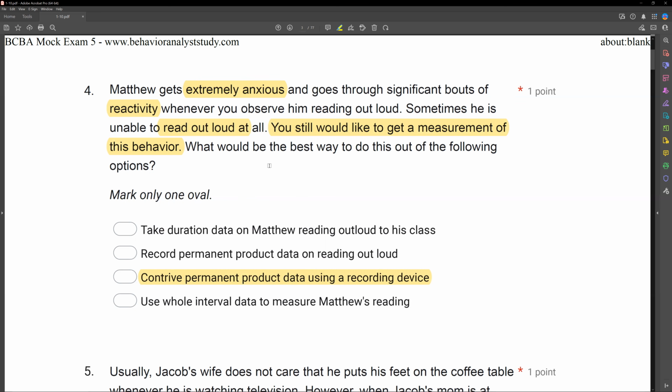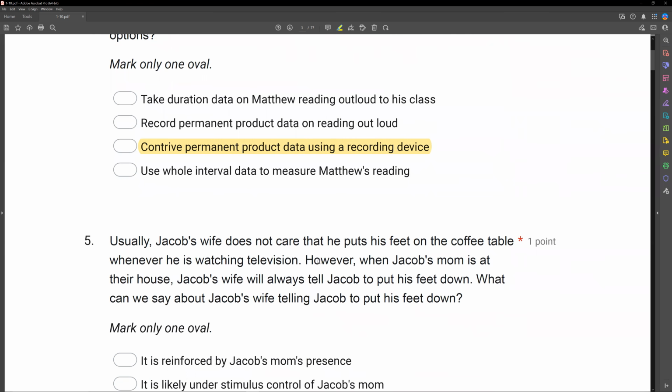So Matthew is reading and somebody has their phone out recording or just anything, right? And you don't have to be there to hear Matthew reading out loud. Then you can use that permanent product as measurement. Okay, so it's a little workaround sometimes when the behavior doesn't necessarily produce permanent product, but you really want permanent product. You can contrive those situations.